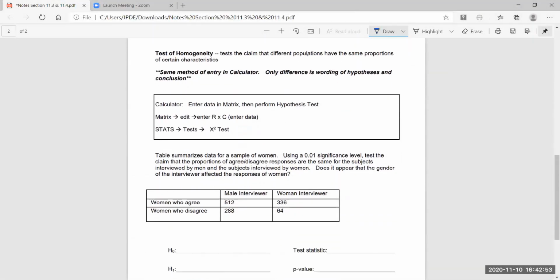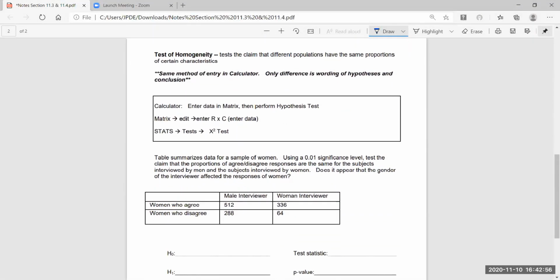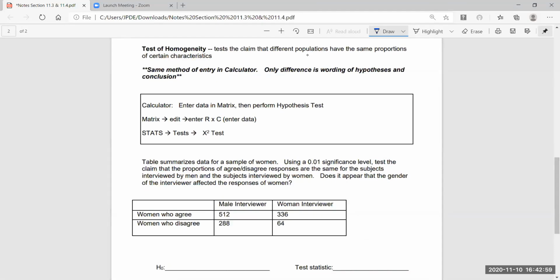So the next one is called a test of homogeneity. And a test of homogeneity tests the claim that different populations have the same proportions. And actually, I think I want to do my highlighting on that one. And again, this is called a test of homogeneity. I want you to think of the word homogeneous. Homogeneous means the same.